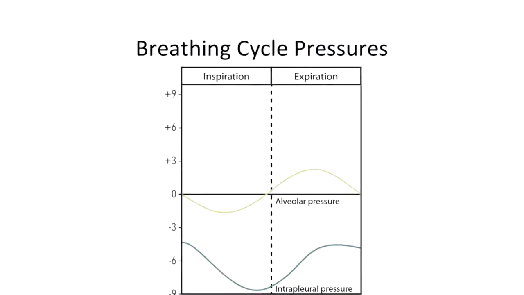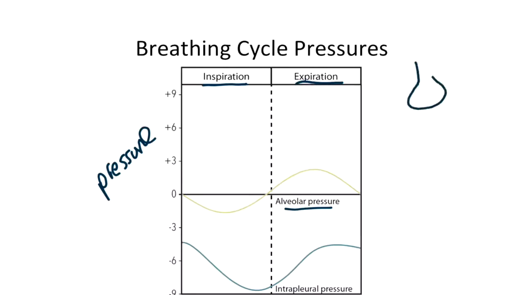This is figure 3.6 from your text, which shows how the pressures in the alveoli and the intrapleural space change during inspiration and expiration. The y-axis represents changes in pressure, and the x-axis represents inspiration and expiration. We'll focus on alveolar pressure first. Alveolar pressure is simply the pressure experienced inside the alveoli. Let's draw this out to see what's happening.